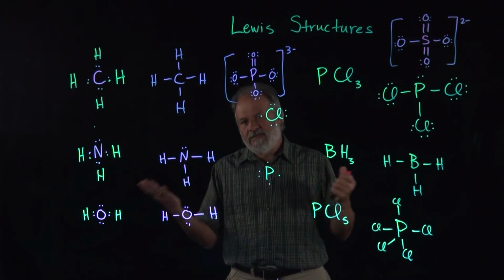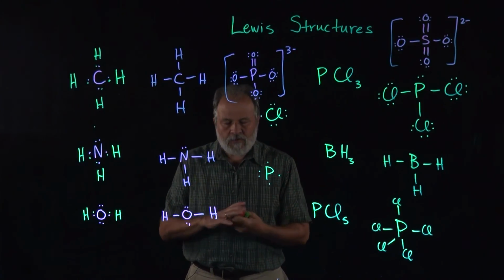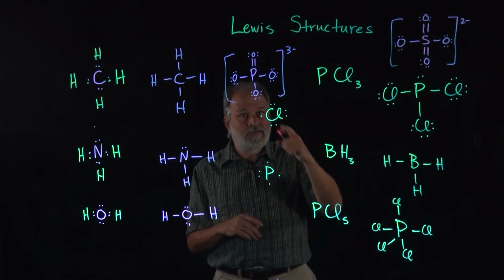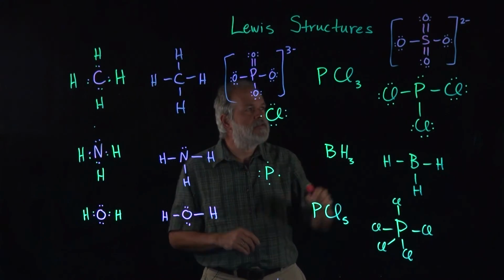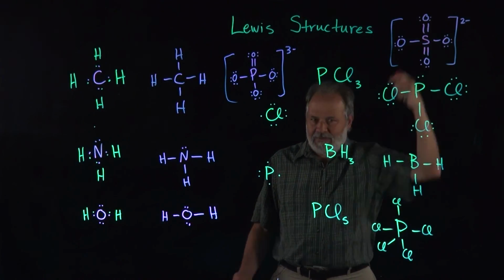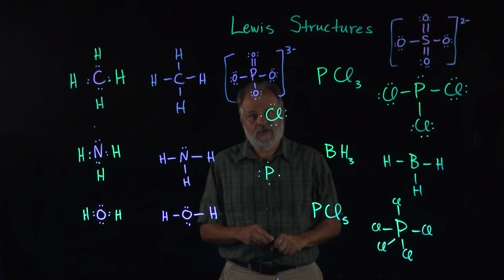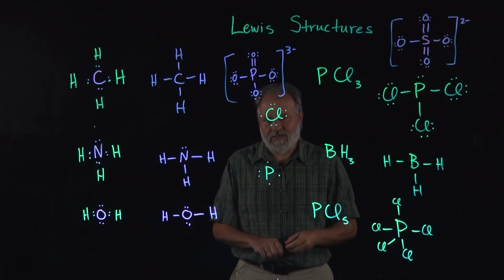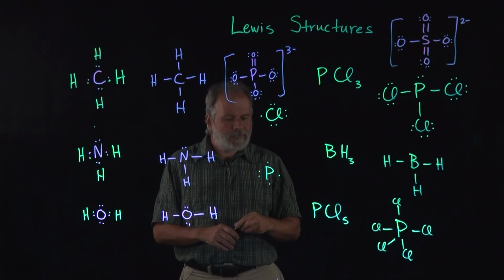Okay, so this happens in row 3 and below. This cannot happen for nitrogen. Nitrogen can't do this. Oxygen can't do this either. So it is only for row 3 and below that you violate the octet rule by having more than 8 electrons. All right, well that's that.